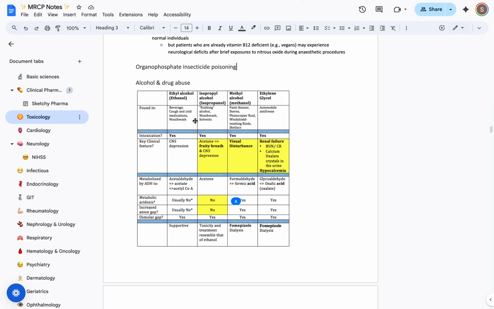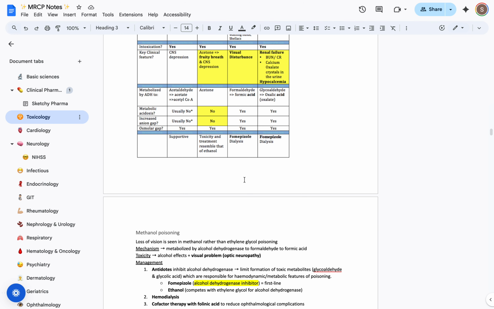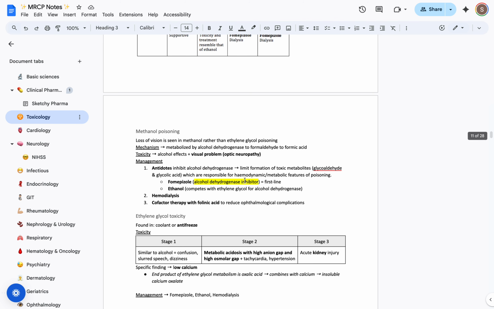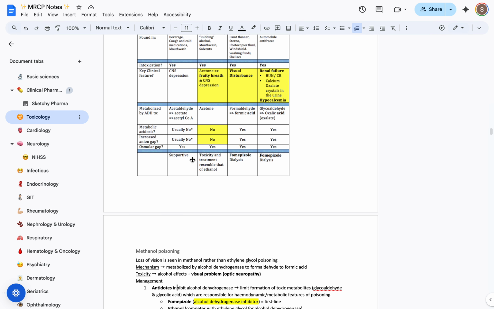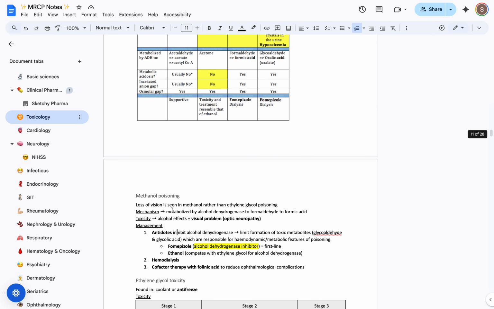The treatment for all of them is basically fomepizole and dialysis. Methanol poisoning, you will usually see loss of vision. What is this? Okay. Loss of vision is seen in methanol rather than ethylene glycol. So visual disturbance, loss of vision, methanol. Someone drank methanol, loss of vision.